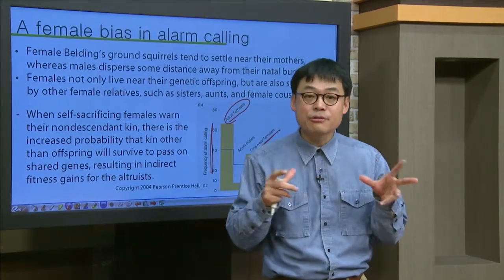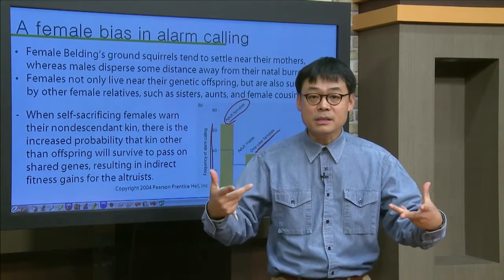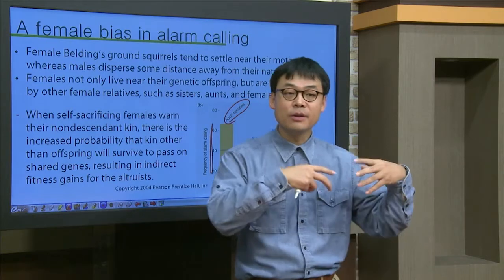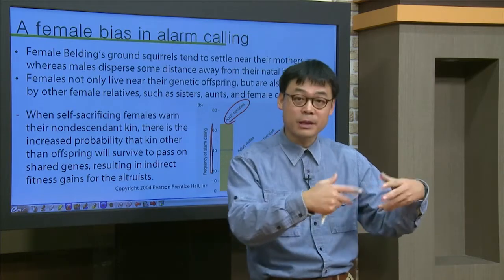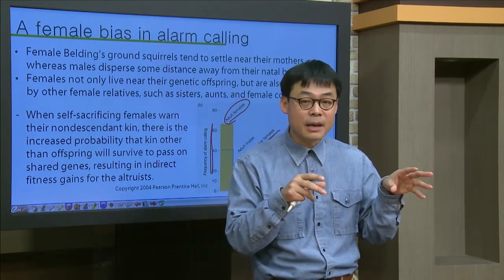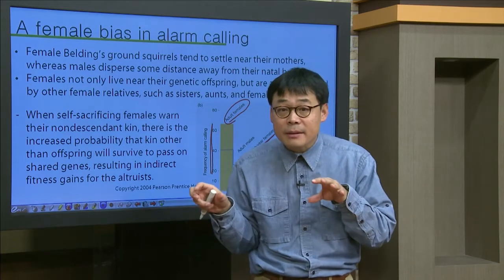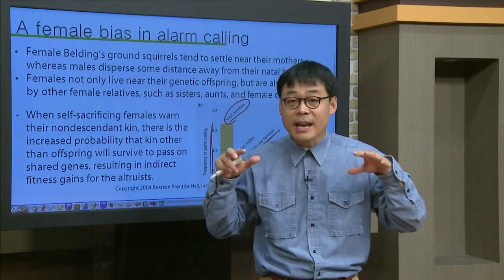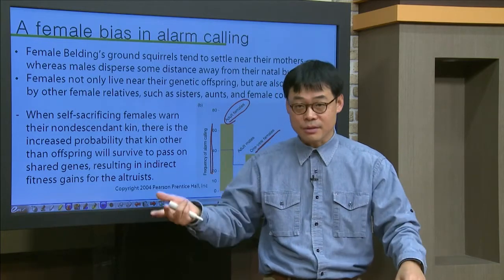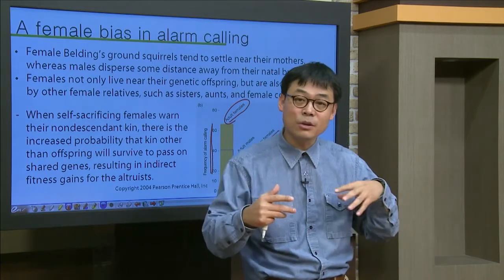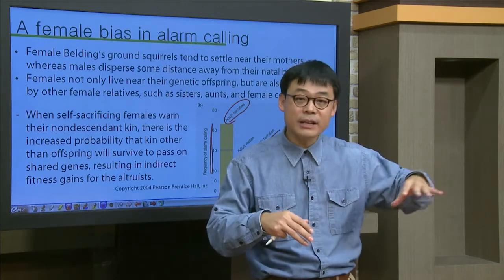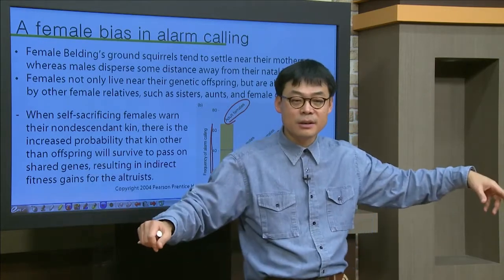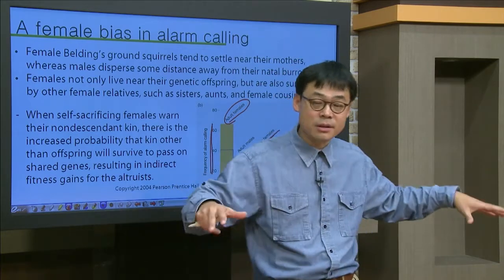in Belding's ground squirrels, the females exhibit philopatry. What philopatry means is that the females, once they grow up, they become adults and become independent. But what they do is that they settle around their mothers, so the females don't go far. You just settle right next to your mother. So you just disperse a very short distance.